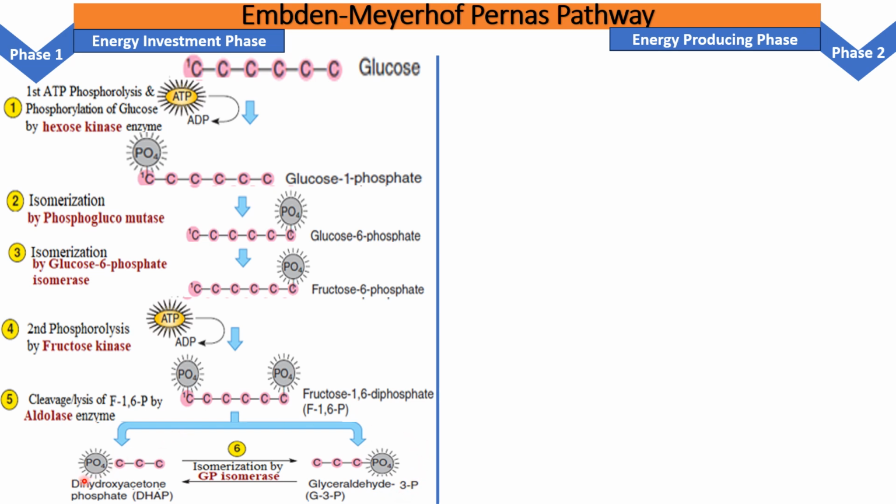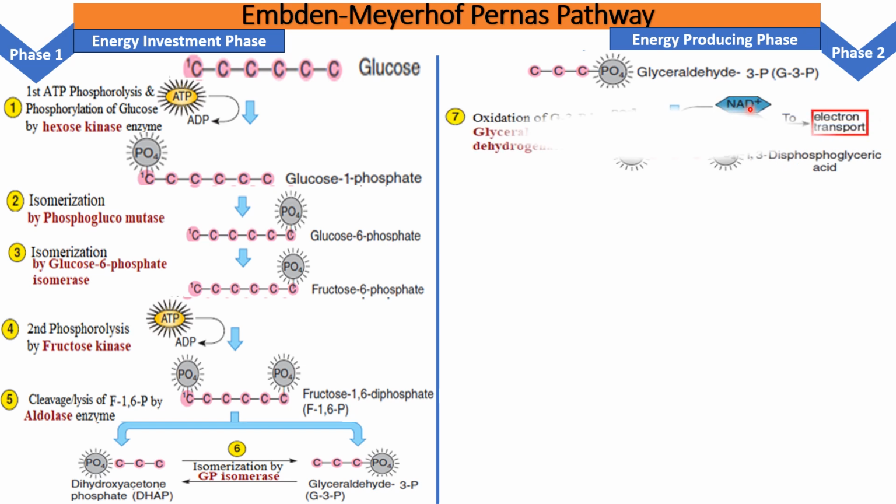So generally, there is no enzyme that further acts on dihydroxyacetone, and therefore it has to be isomerized to glyceraldehyde phosphate. So at the end of this stage, we are going to have 2 molecules of glyceraldehyde phosphate that will move into the energy producing phase. Now, in the energy producing phase, the glyceraldehyde phosphate is first oxidized by the dehydrogenase enzyme, which is known as glyceraldehyde dehydrogenase.